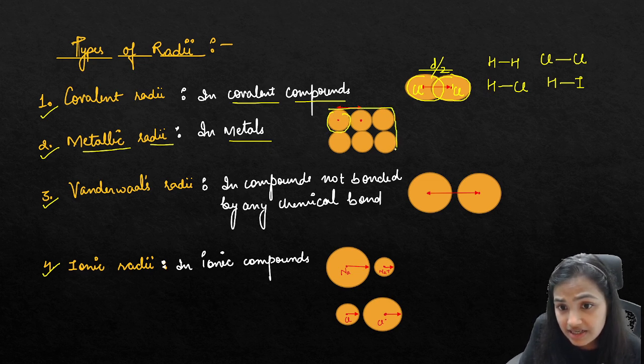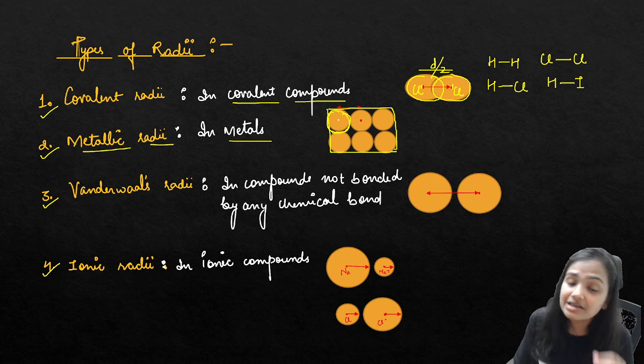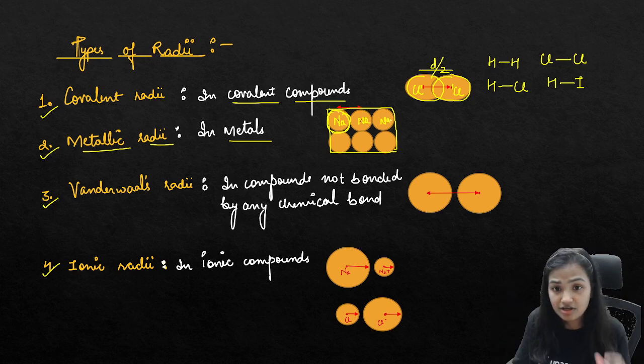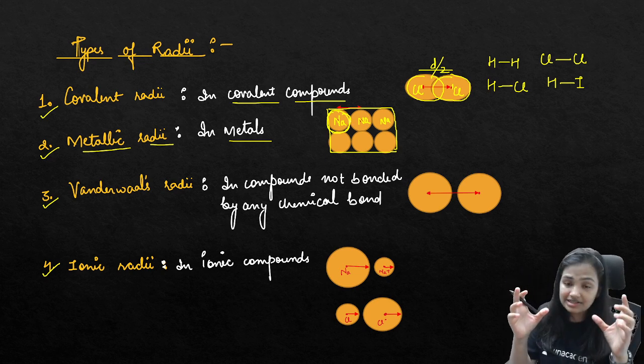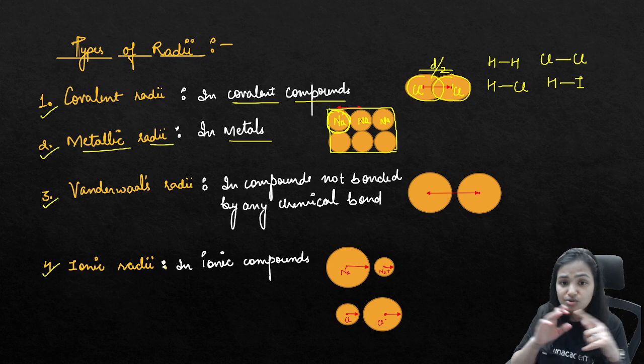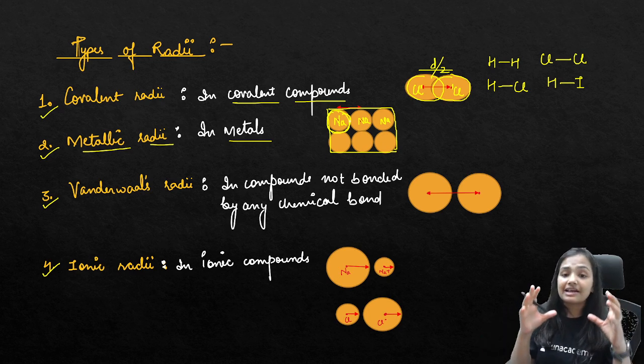So let me say that this is any of the metals, and let me take the sodium atom. All the sodium atoms are very, very tightly and closely packed. So this is the closest distance between the two sodium atoms, and yes, they cannot overlap each other. There is no covalent bond formation. They are just tightly packed structures.